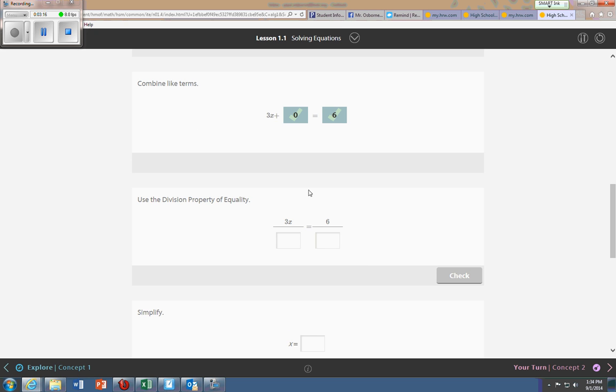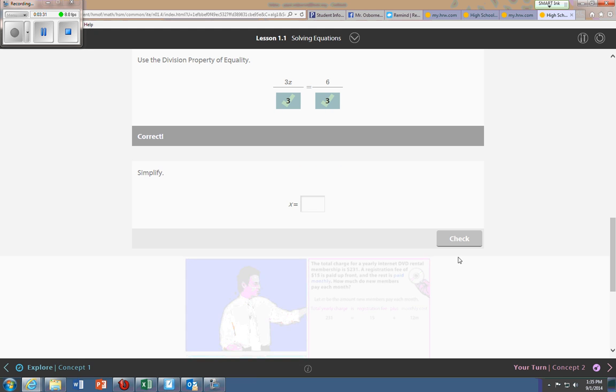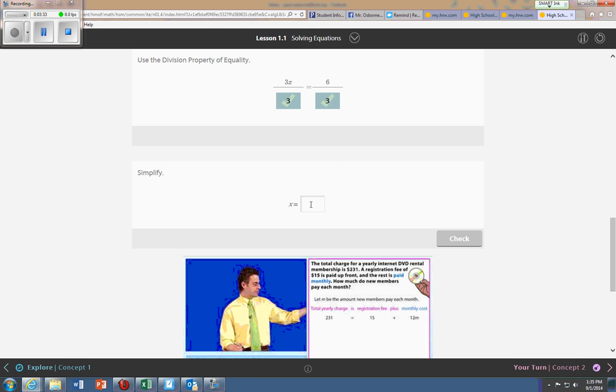So I'm left with 3x equals 6. Now I've got to get rid of the multiplication of 3x. The opposite of multiply is to divide. So I divide both sides by 3, and I end up with x equals 2.